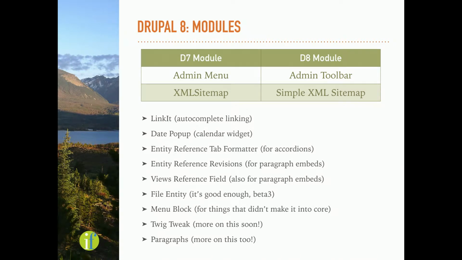Entity reference tab formatter helps with accordions. It helps kind of set up how the title and the content for the accordions work together. Entity reference revisions and view reference field are for paragraph embeds. We're going to talk about that in a little bit. The paragraph embeds and paragraphs in general are very magical, and I'm very excited to share about that with you.